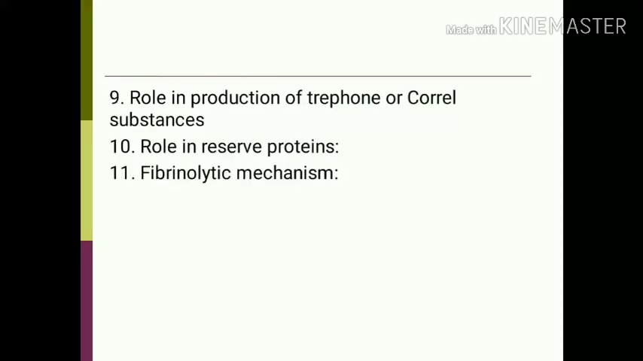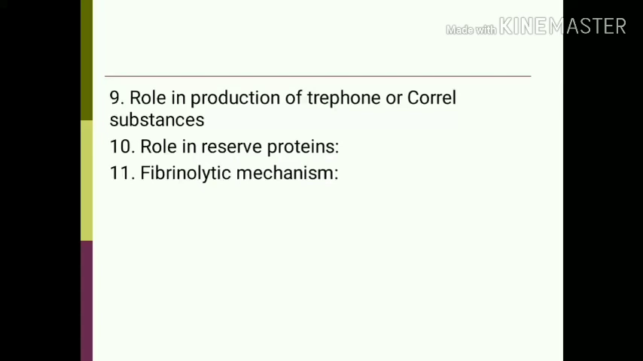Plasma proteins also play an important role in the production of trephones or kinetic substances. These substances are important for the nutrition of the tissue cells, and these substances are produced by leukocytes from plasma proteins. They also play an important role as reserve proteins. Amino acids of the plasma proteins are used to form new proteins, and they are utilized in conditions like fasting, inadequate food or protein intake, and excessive catabolism of body proteins.